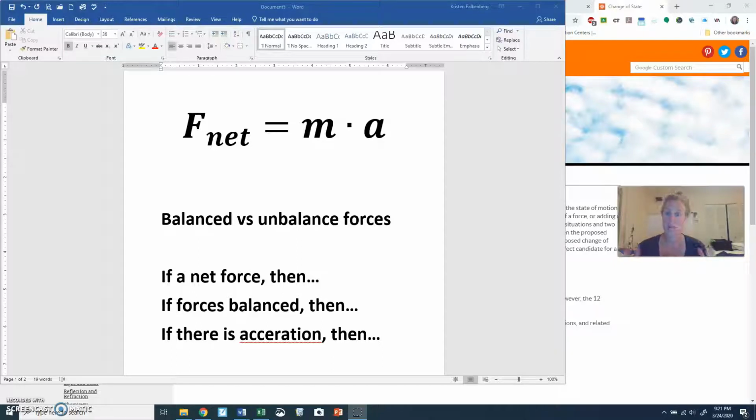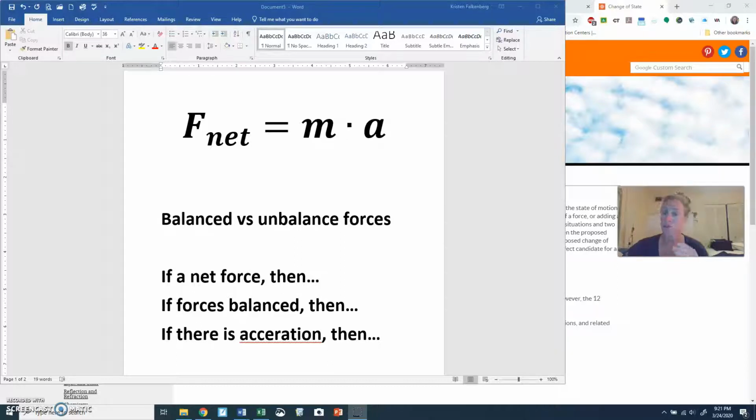There's this concept of balanced and unbalanced forces, and that relates with our free body diagrams. Your activity today is going to be working with some free body diagrams and a description, and it's going to describe a change. So you're going to have to identify the right free body diagram to go with the change.